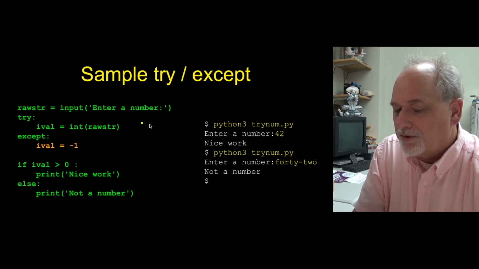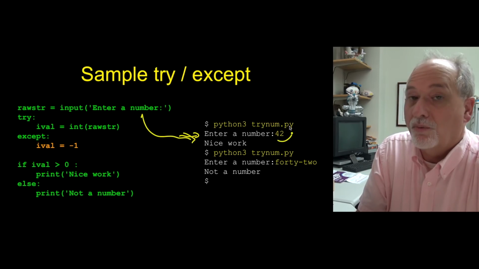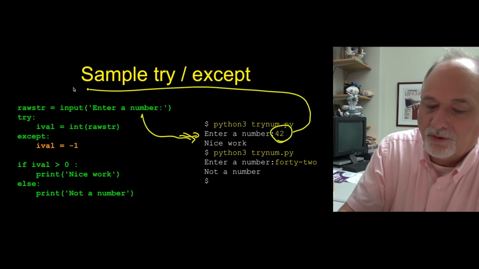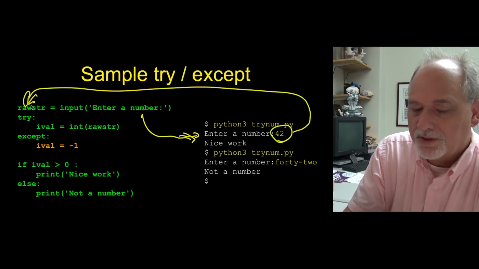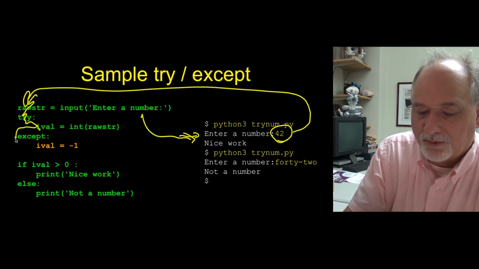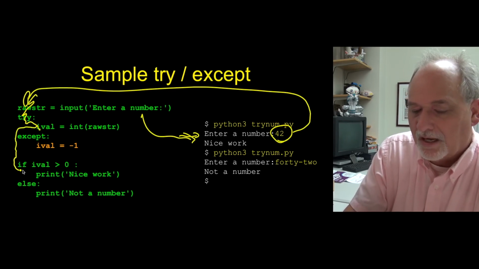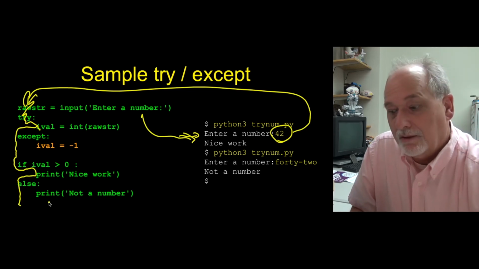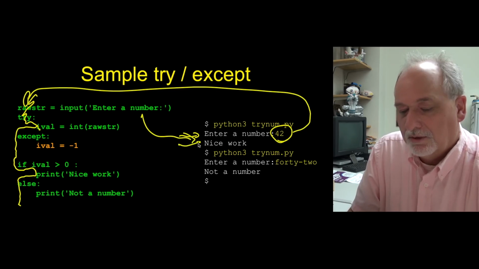So the first time we run this program, out comes enter a number. We type in 42, which is a string. That 42 goes back into istr, and runs in here. This runs, it's fine. That becomes the number 42, so we skip the except block, and ival is greater than 0. We print out nice work, and we skip the else. Okay, so it says nice work.